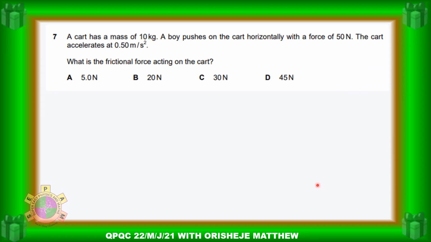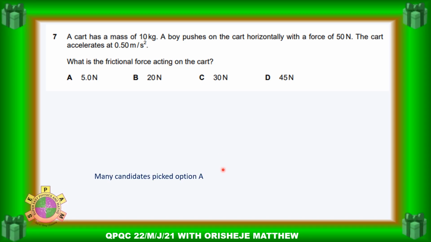Question 7. A cat has a mass of 10 kg. A boy pushes the cat horizontally with a force of 50 Newton. The cat accelerates at the rate of half a meter per second squared. What is the frictional force acting on the cat? So let's look at this.